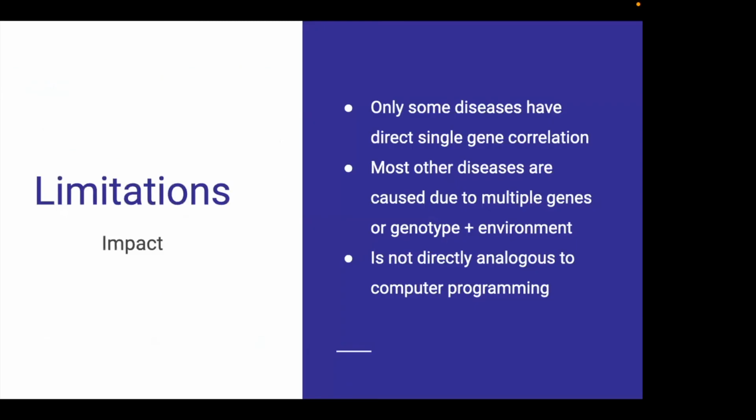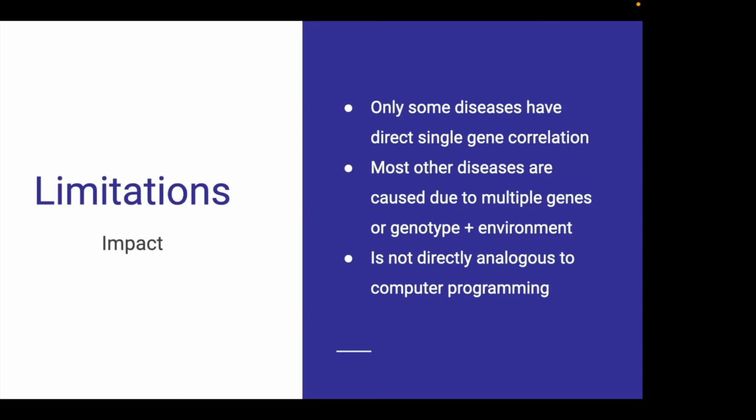All right, so now we get to the limitations, followed by where I'm going with this, or where I would like to take this as a project. So getting to the limitations. Only some diseases have a single gene correlation. So sickle cell anemia, I suppose, has a single gene correlation. So if we change that mutation, the sickle cell anemia gene, to a correct gene, I suppose, it gets cured.